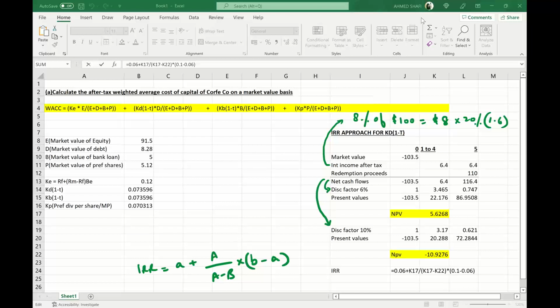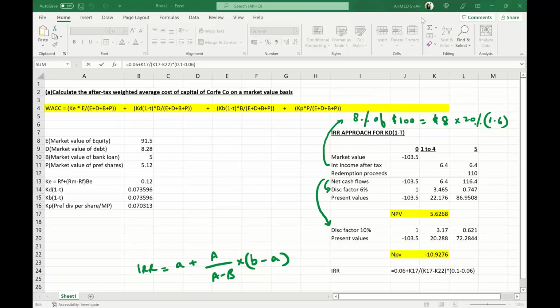Step two, once you make the equation, you need the variables. E, market value of equity, is number of ordinary shares into current share price. D, market value of debt, 8 million trading at 103.5. B, market value of bank loan, same. Preference share, same. KE was RF plus RM minus RF beta equity. KP was preference dividend per share over market price. KB was not given. I will assume it as KD.